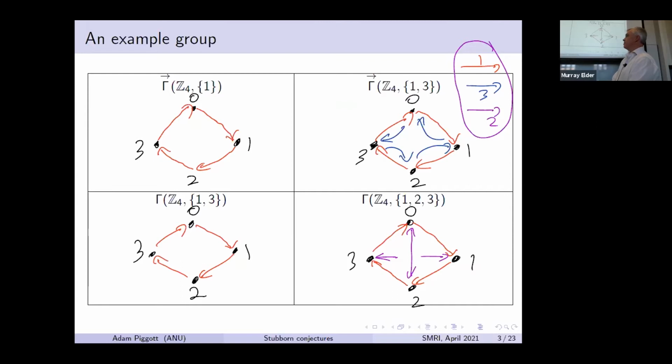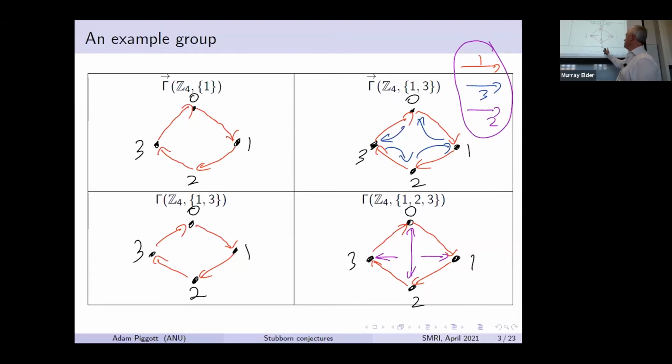So the picture I draw is exactly the same as the picture I draw in the top left-hand corner, but it means something different. In the bottom left-hand corner, you're allowed to go backwards along an edge. But in the top left-hand corner, you're not allowed to go backwards along an edge. And that's because my generating set has inverses in the bottom left-hand corner.